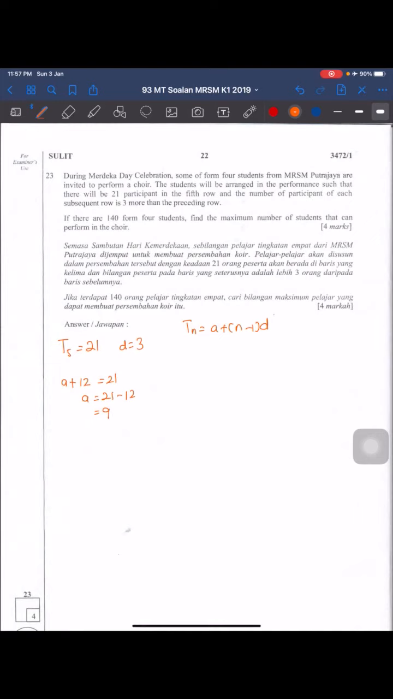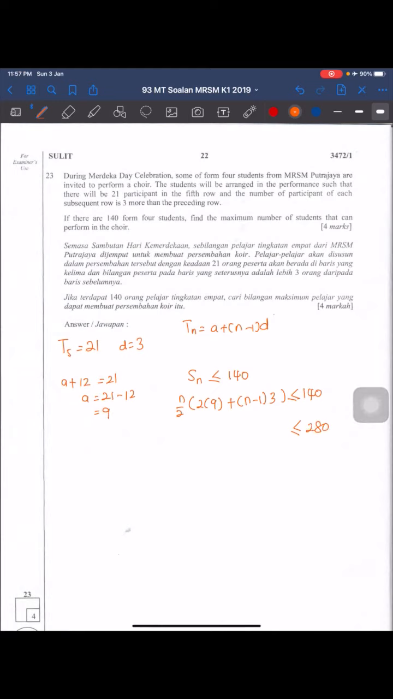Okay, so kita tahu jumlah student yang join mestilah kurang atau sama dengan 140. Kita tak tahu lagi kan. Okay, berapa baris yang kena ada. Okay, so kita cuba gantikan. Okay, SN. So N over 2. 2A is 9 plus N tak tahu lagi kan. So N minus 1. D is 3. Okay, mestilah lebih kecil atau sama dengan 140. Okay, so 2 pindah sebelah jadi darab. So kita akan ada 140 times 2, 280.